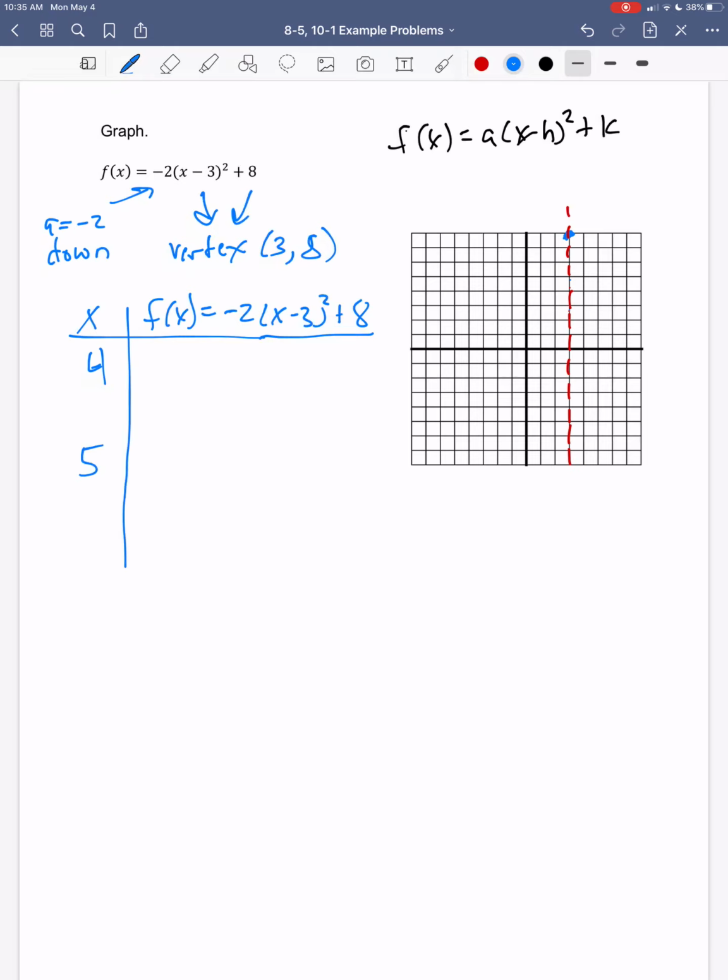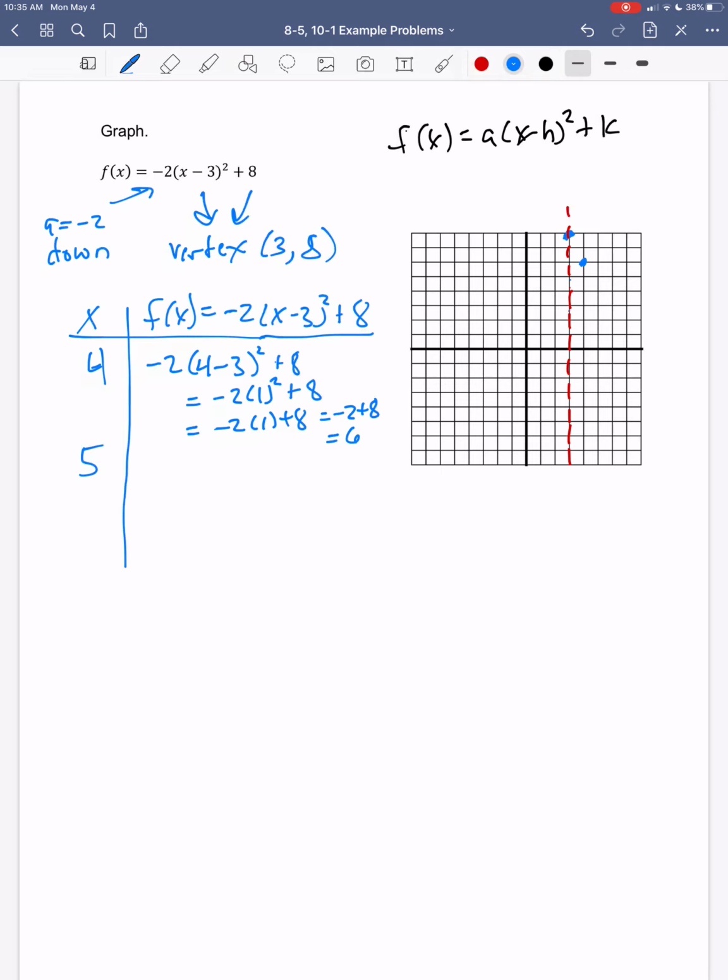So I plug in 4. So (4 - 3)² + 8. So that's -2 times 1² plus 8. So that's -2 times 1 plus 8. That's -2 plus 8, which will be 6. So if I plug in 4, I get out 6. 1, 2, 3, 4, 5, 6.